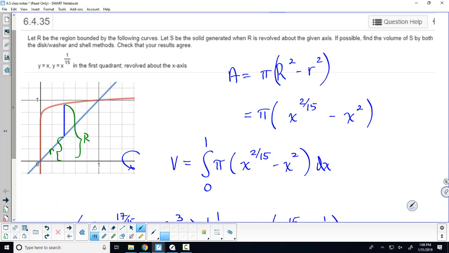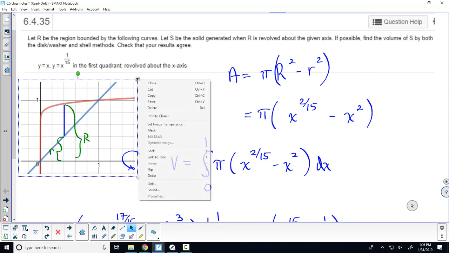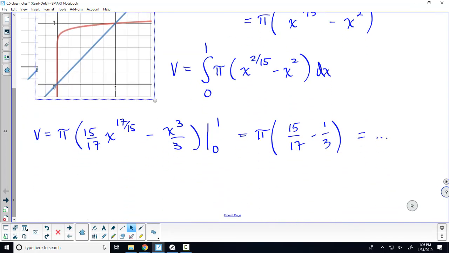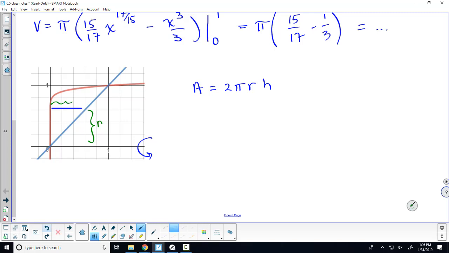All right, so let's set up the shell method. So let's take the graph and let's start from scratch. So I should be able to grab and clone that graph. So if we're going to use a shell method, we would want to choose a horizontal element. That horizontal element rotated about the x-axis will create a cylinder. And the area of a cylinder is 2 pi r h. And when we look at our sketch here, the radius of the cylinder is right here. That's supposed to be an r. And the height of the cylinder is this. That's h.